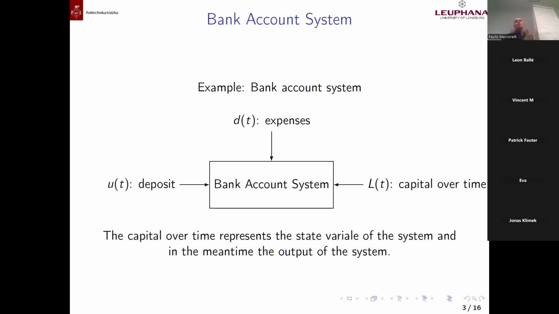Practically, it should be better to put deposit exactly as is indicated, expenses in the other direction, and this capital over time, I would like to also indicate in the other direction, because it's something which I have at disposition, which can be considered as my output, what I have. But believe me, the direction of the arrow is totally free. In any case, if this is the direction which I want to consider, the deposit I would like to consider positive in this direction here.